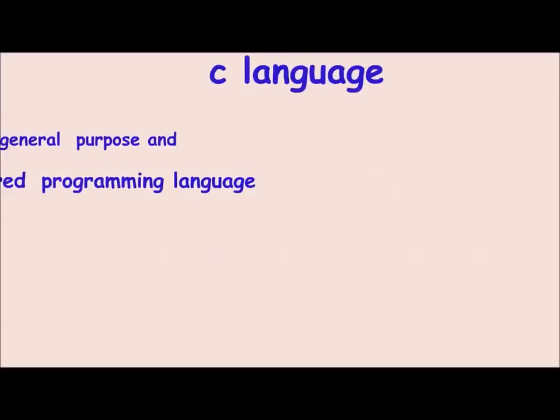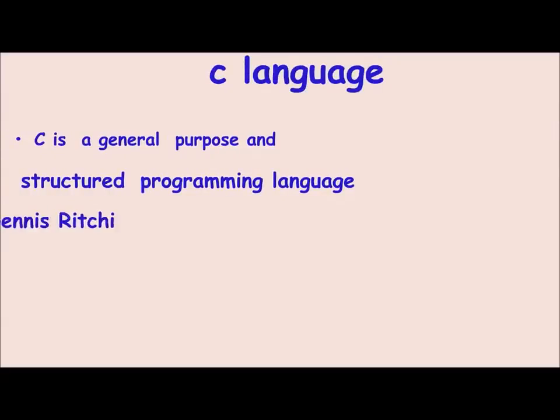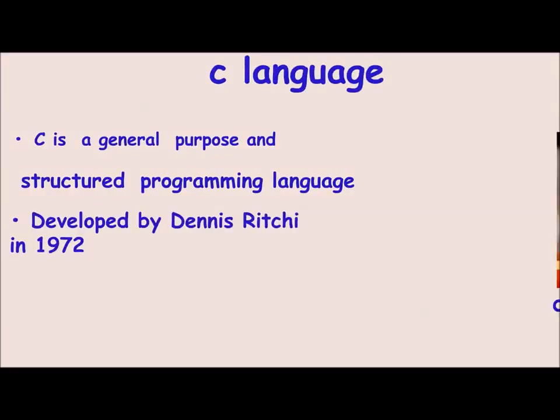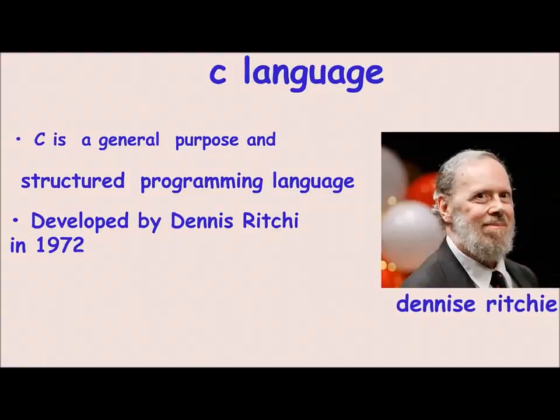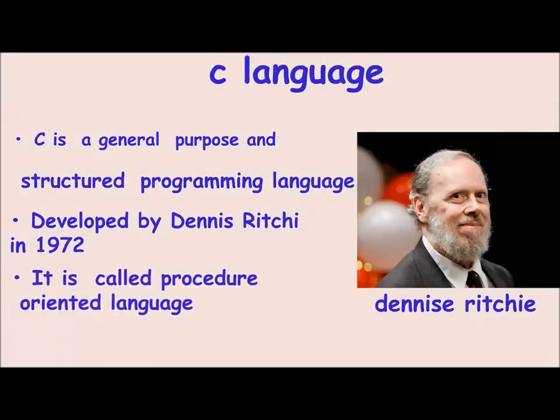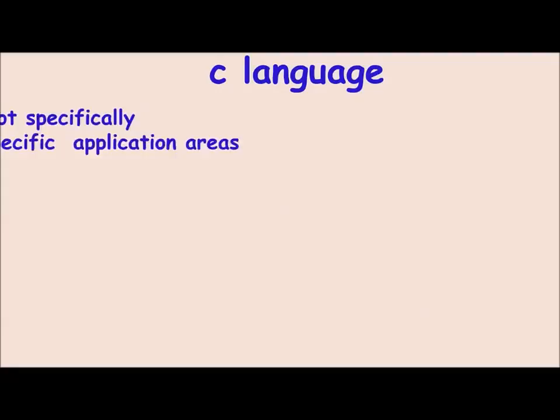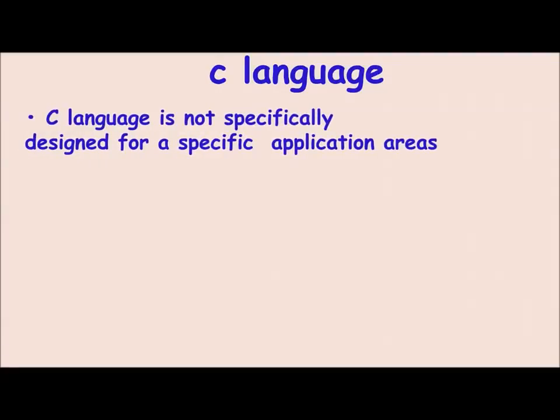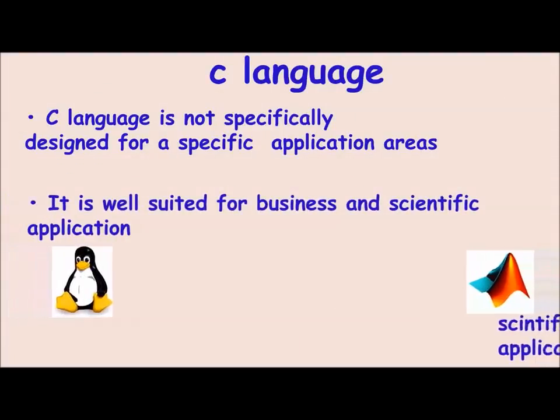C language is a general-purpose and structured programming language developed by Dennis Ritchie at AT&T's Bell Laboratories in 1972 in the USA. It is also called a procedural-oriented programming language. C is not specifically designed for specific application areas, but it was well suited for business and scientific applications.